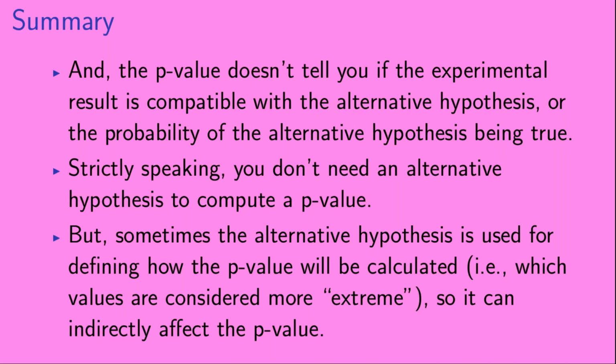Strictly speaking, you don't need an alternative hypothesis to compute a p-value. But sometimes the alternative hypothesis is used for defining how the p-value will be calculated. In other words, which values are considered more extreme. So it can indirectly affect the p-value.